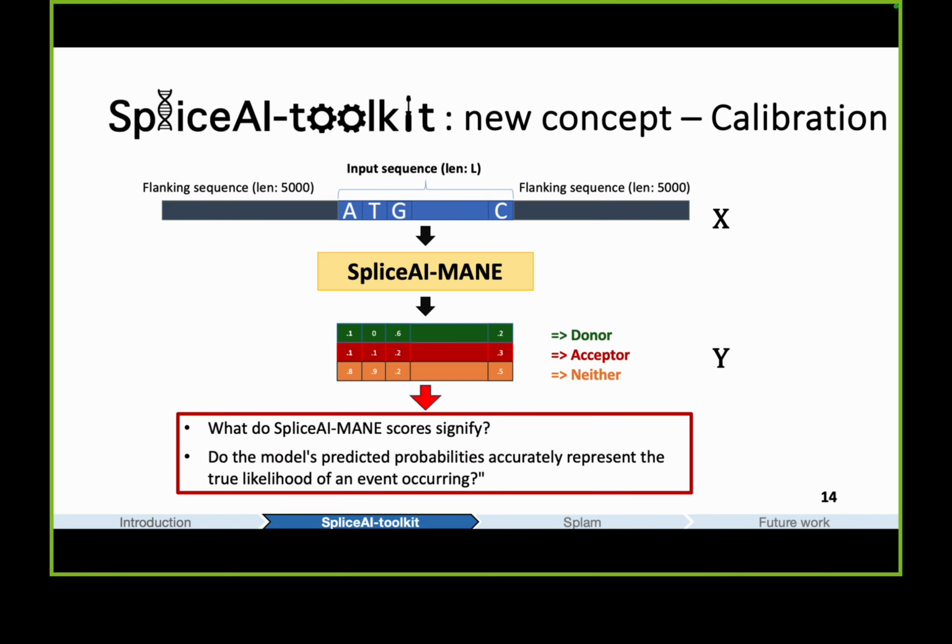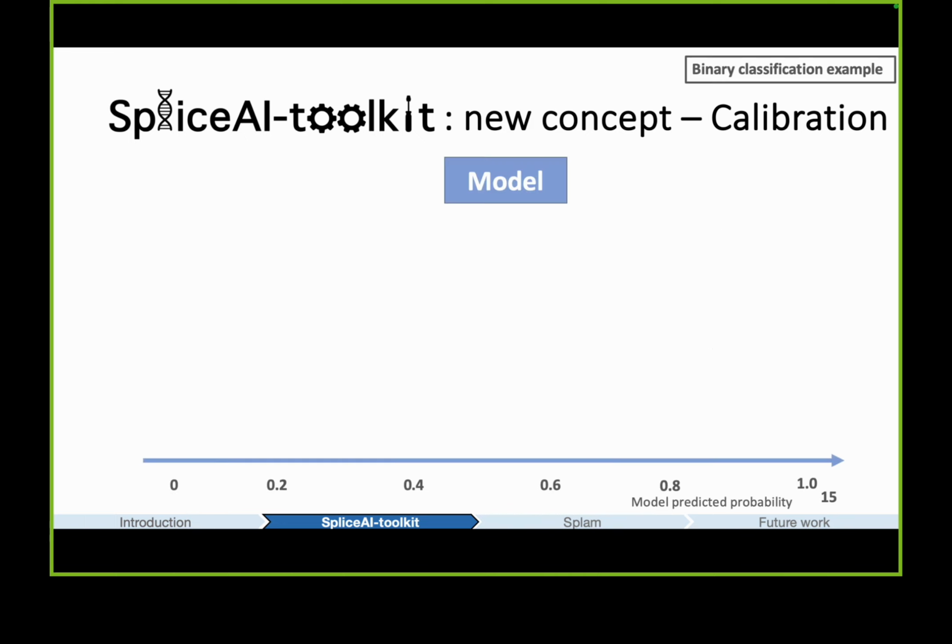So you get a score from Splice AI. We have the question: what does the Splice AI score signify? And do the model's prediction probabilities actually represent the true likelihood of an event happening? So the concept is called model calibration. This is a bit of a branch from the main topic I'm talking about, but I think it's an important concept. And if you're doing any modeling, it can be easily applied to your research. So I want to spend some time talking about model calibration.